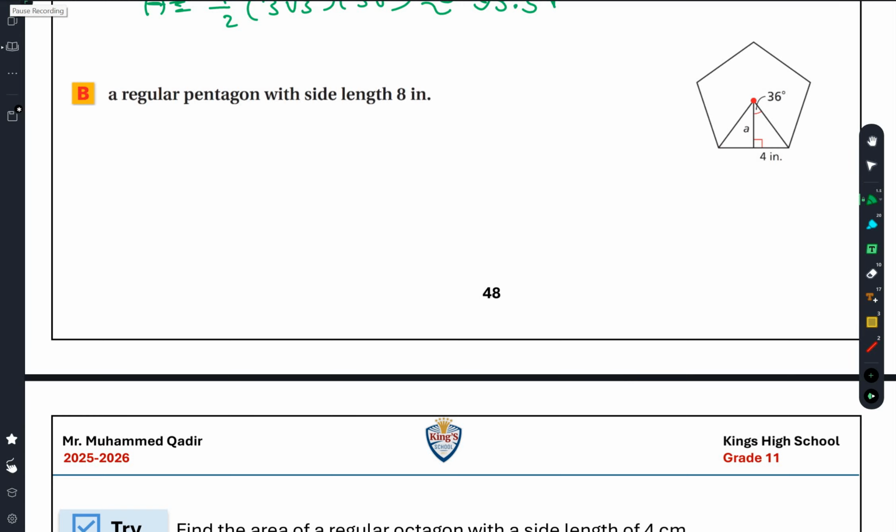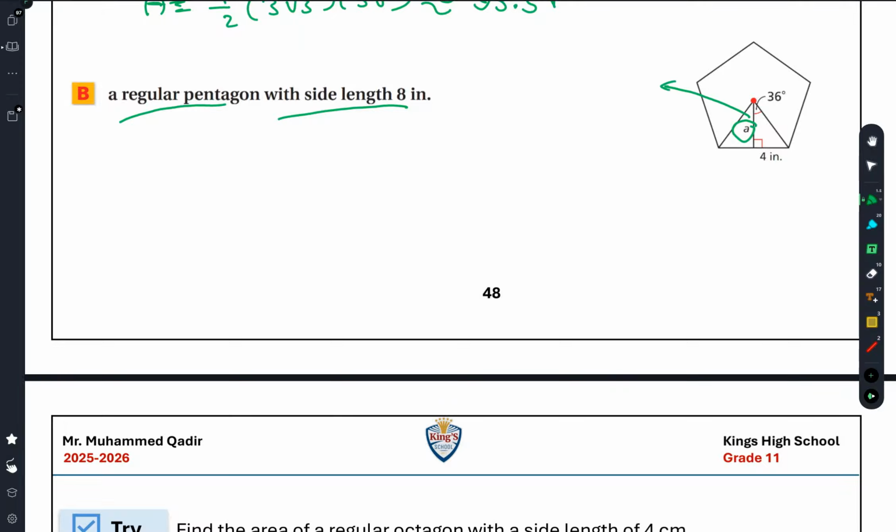Dear students, part B. Find the area of a regular pentagon with the side length 8 inches. Students, this time it's asking for the area of a pentagon, but if you see on the screen, in this graph, the apothem is missing. We have side, we have angle, we have side, but the apothem is missing.